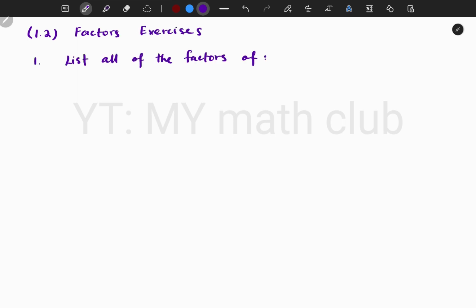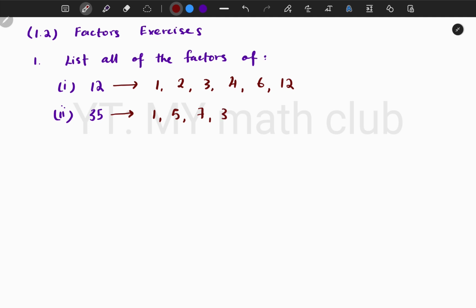The next part, we are going to look into some exercises to solidify your understanding. The first question is to list all of the factors of 12. So you can pause the video if you need some time to do it. So the answer is 1, 2, 3, 4, 6, and 12. The second question is to list all of the factors of 35. The answers are 1, 5, 7, and 35.